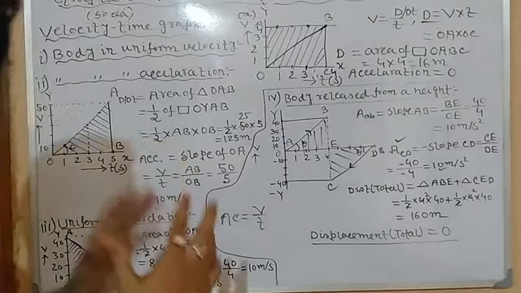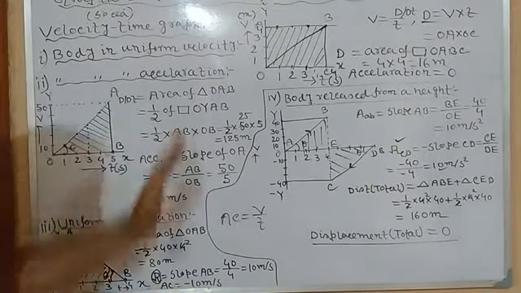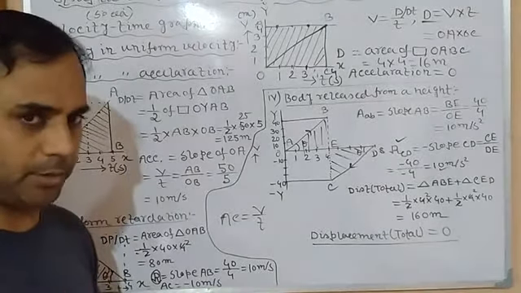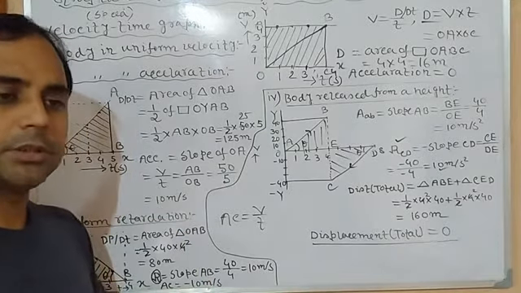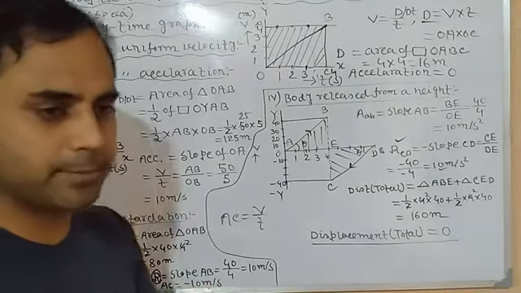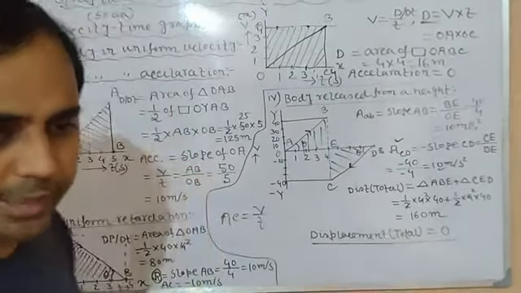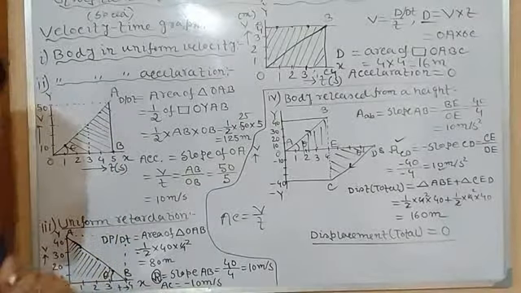So let's start. The first condition is if the body is in uniform velocity. Uniform velocity means velocity is not going to change with time; with time, velocity remains fixed. In 1 second, 10 meters. In 2 seconds, it goes the same distance again, so it is 20. Again, the next second. It means this velocity is not going to change.